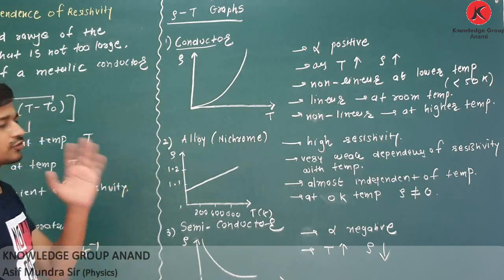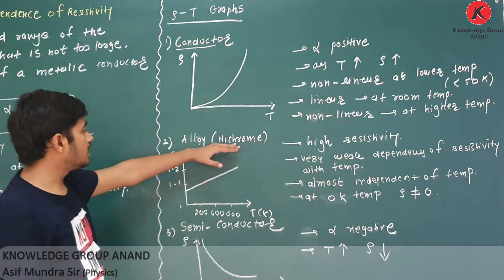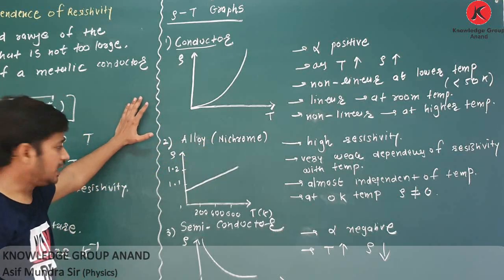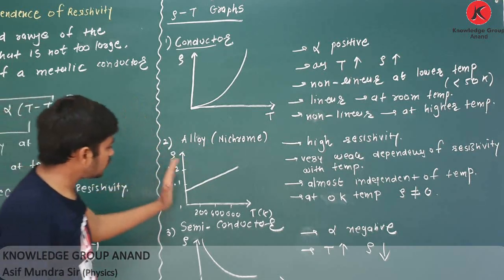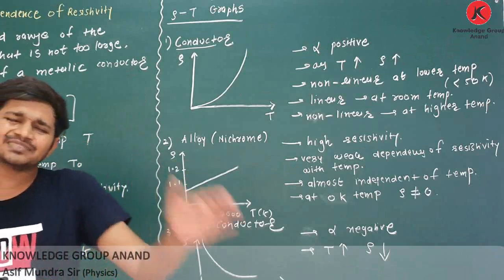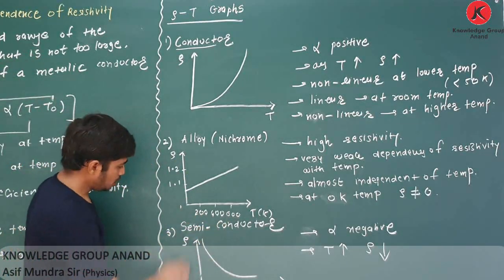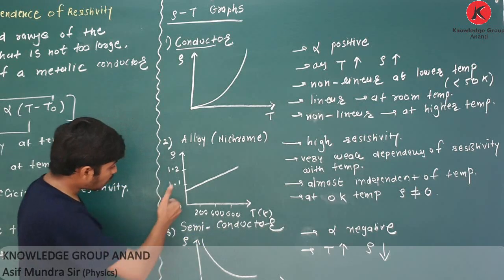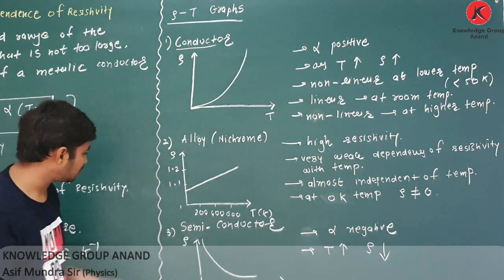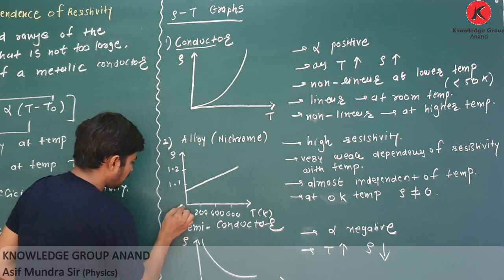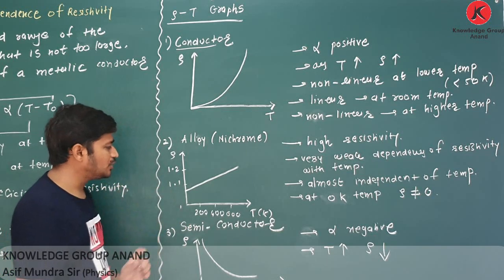For alloys, for example, we have one example, nichrome. It is one type of alloy. And for these alloys, what is the variation of resistivity with temperature? You are given a graph, and I have some values of temperature: 200, 400, 600. But what is the value of resistivity? Observe. It is 0, it is 1.1, it is 1.2, etc.